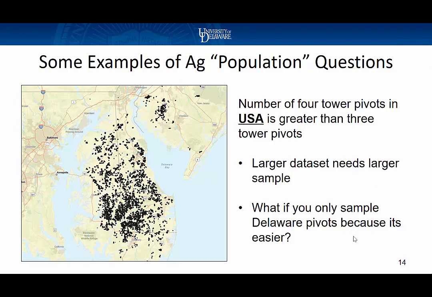Let's say you want to say that there are more 4 tower pivots in the US than 3 tower pivots, and all you have is access to Delaware data. Well, you better hope that Delaware is representative of the entire country. If you really want to prove that, you would have to get a much larger data set. So the question you ask is important.